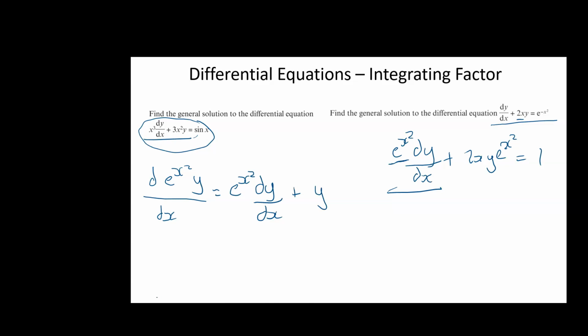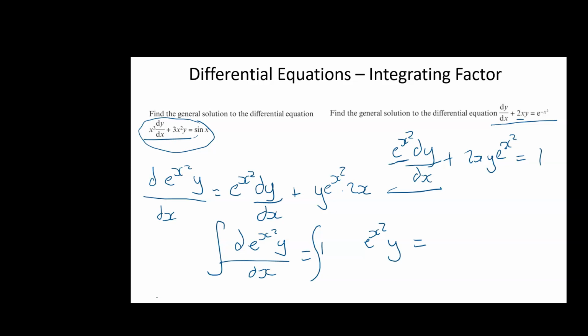And differentiating e to the x squared, you're going to get e to the x squared, and then times the differential of x squared, which is 2x, and that's the same as we've got here, 2xy e to the x squared. So we can write it in this simplified form of d of e to the x squared y dx equals 1. And we can integrate both sides, and we just get that e to the x squared y equals x plus c. And again, you can rearrange that now. If you need it in y equals, then just divide both sides by e to the x squared.